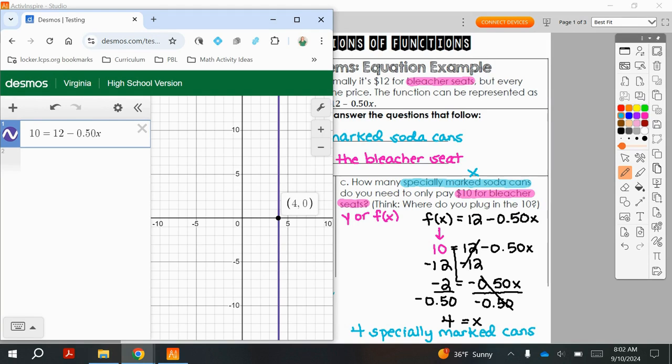You'll see I have that point that the purple line goes through (4, 0). The answer is the x value because that's what we were looking for, the specially marked soda cans, which were x. And the answer was indeed 4.